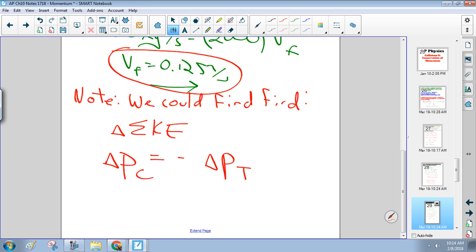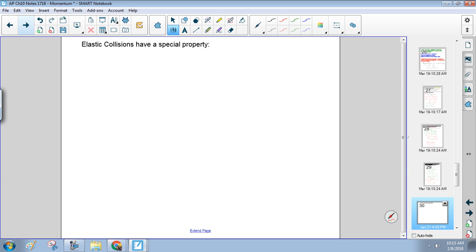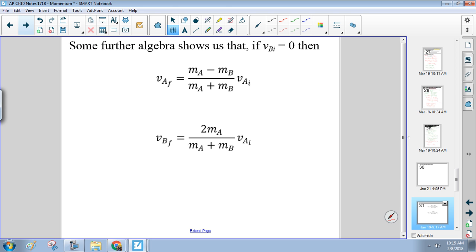Okay. Elastic collisions have a special property. This we did not learn last year. I highly recommend you write this down. All right. So the book gives you, I'm going to skip ahead for half a second and then come back. The book gives you these crazy equations. I've never memorized those. They're a thing.